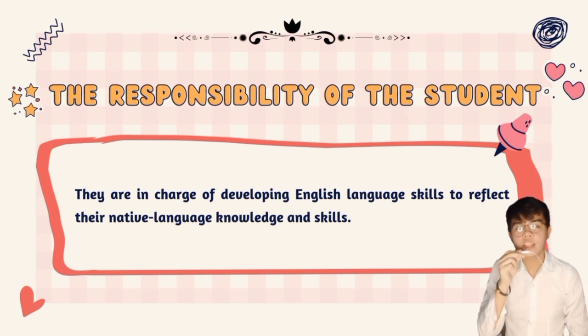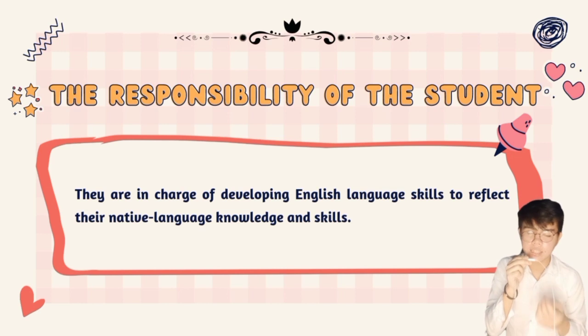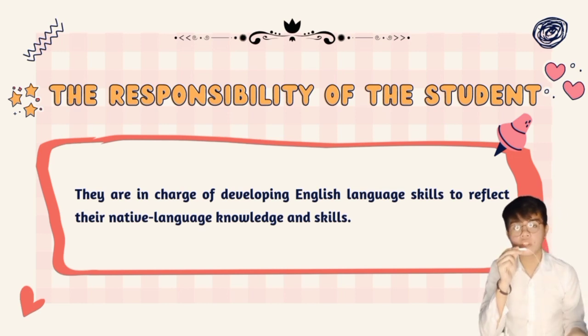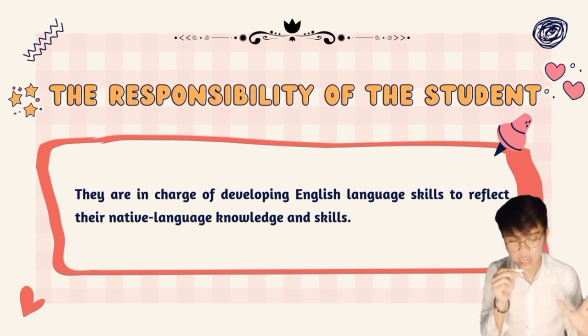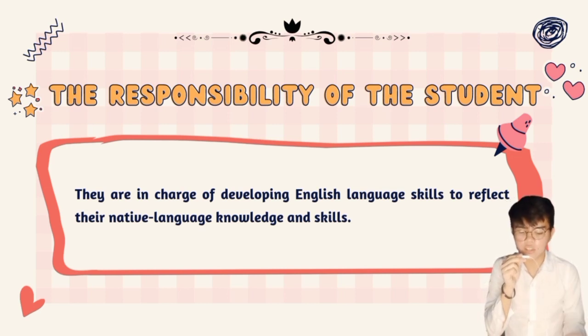The next in setting goals and objectives is the responsibility of the students. They are in charge of developing English language skills to reflect their native language, knowledge, and skills. We all know that the native language is the language that we use in our daily lives. It is also our mother tongue. For you to develop more and to reflect in the English language, you should also have knowledge about your native language in order to develop your English language skills.